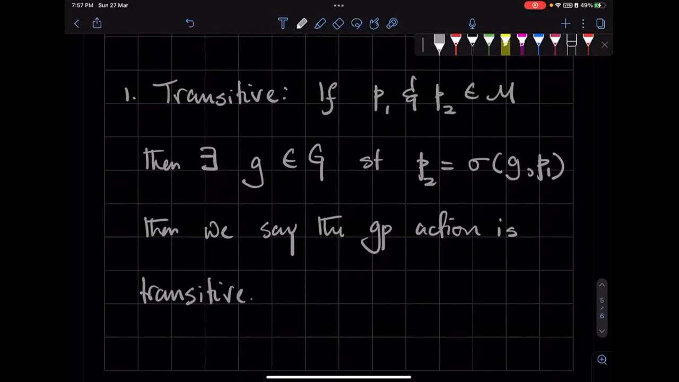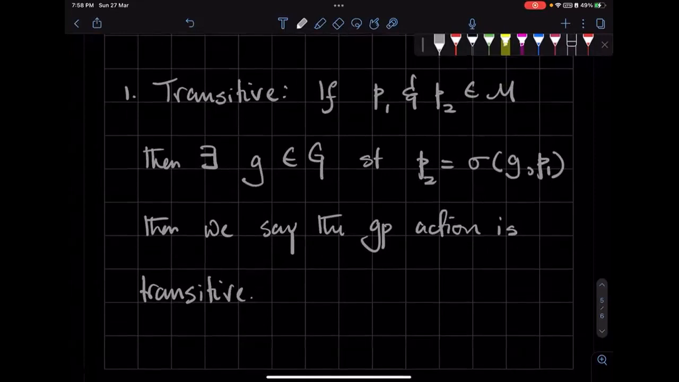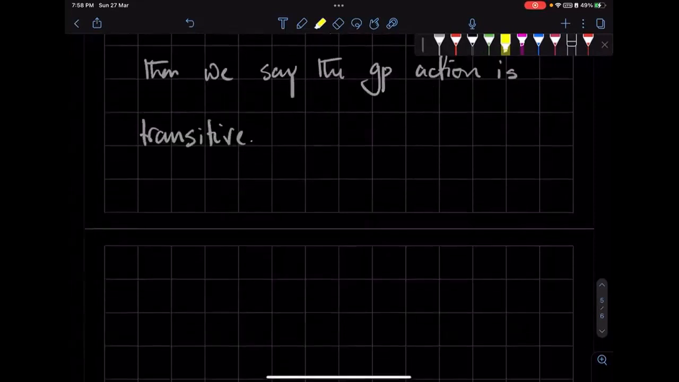So what does transitivity really mean? It means that any point on the manifold can be reached by some group action. If I start from any point, then any other point can be reached by some group action. That's what transitivity means.